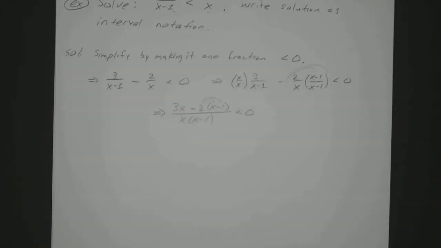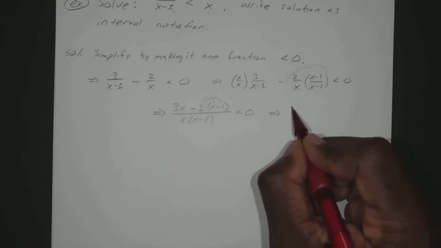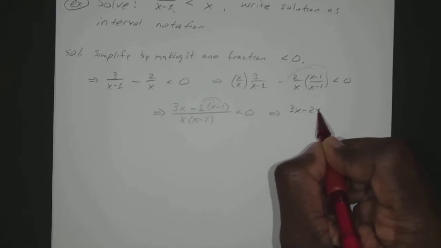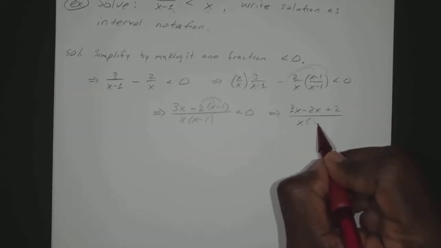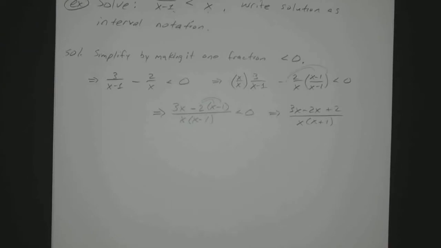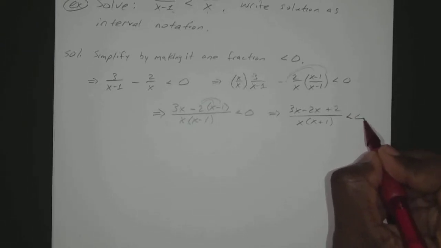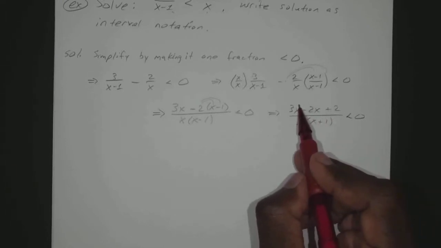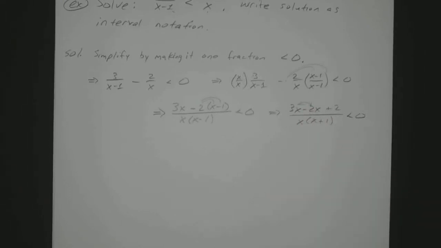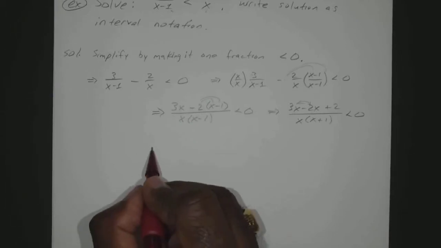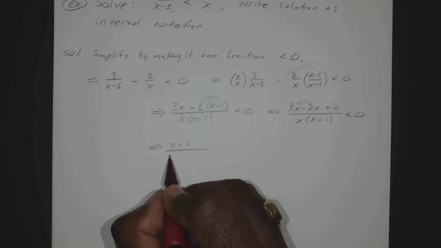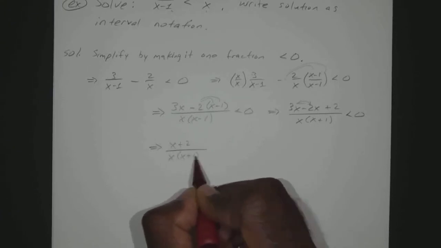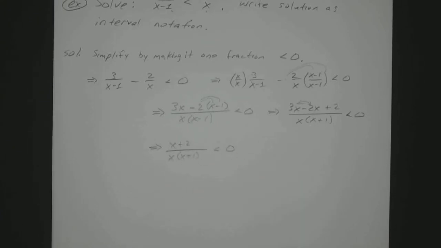Now if we distribute the negative 2, we have 3x minus 2x plus 2 over x times x minus 1. It's less than 0. Okay, so if we go ahead and combine these two, 3x minus 2x is just x. That leaves us with x plus 2 over x times x minus 1 is less than 0.